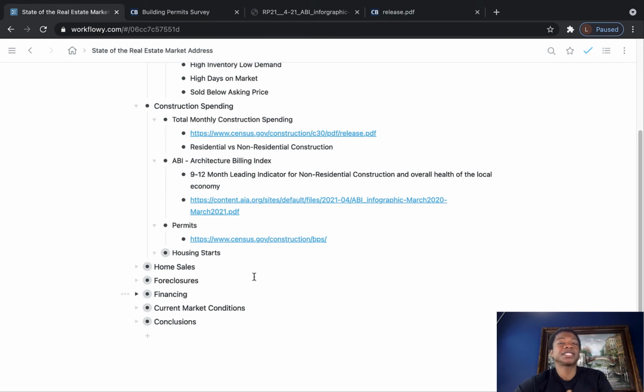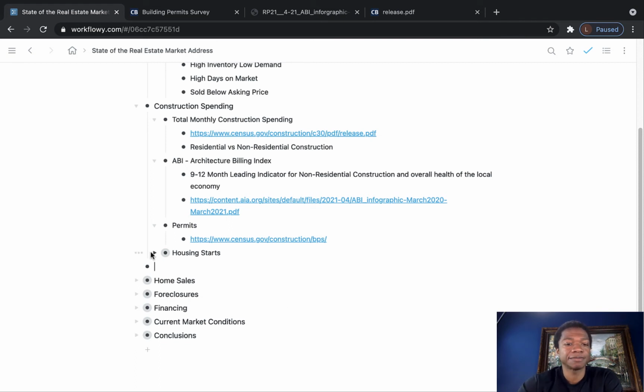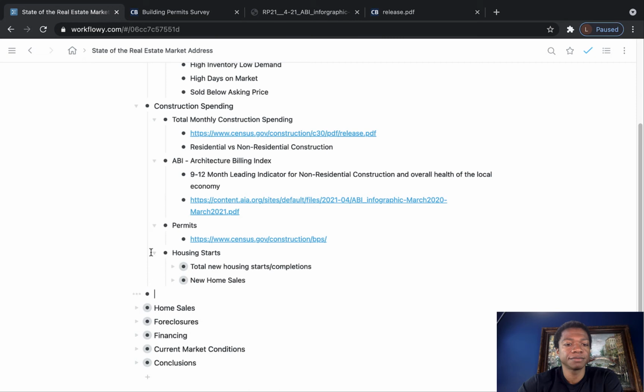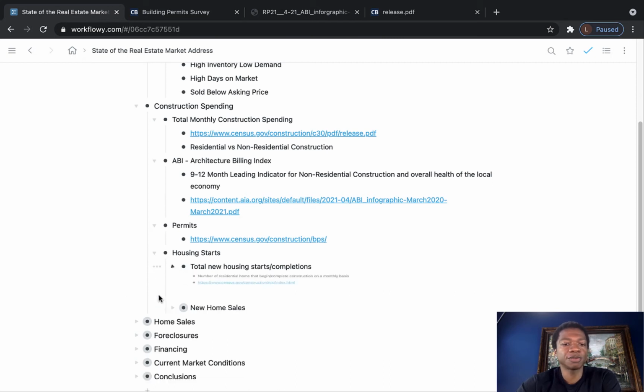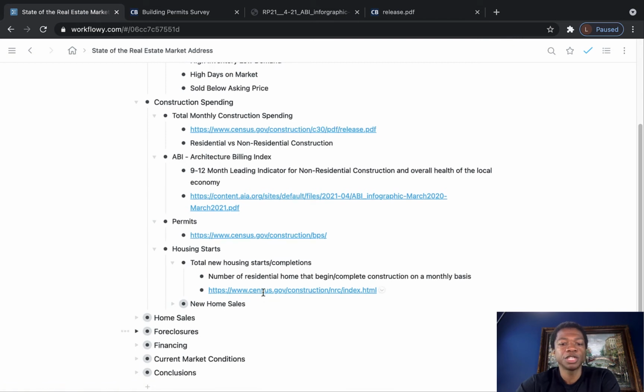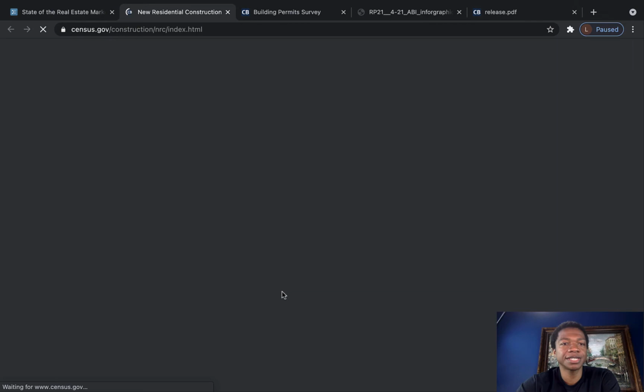Now, one of the next things that we actually need to take a look at is the actual housing starts and completions. So let's take a look at that. So total new housing starts and completions. Again, this is something that is tracked by the Census Bureau as well. Let's take a look at their website.